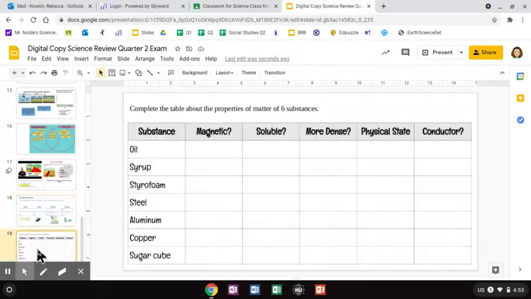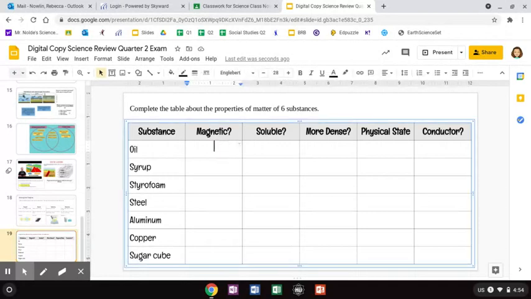All right, now slide 19 is all you. I'm going to do the first one with you to show you what we're doing here, but the rest of them are pretty straightforward, and you're going to do them on your own, and then I will check them. Okay, so what you're doing is you're just completing the table about the properties of matter. Remember, properties of matter are magnetism, solubility, density, physical state, conductivity. Okay, so you're just putting yes or no for each one.